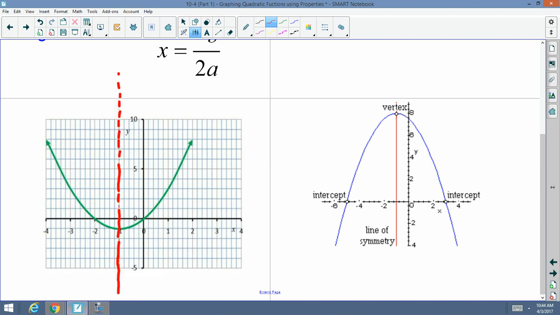This line of symmetry cuts the parabola in perfect halves. For example, this point right here is 1, 2, 3, 4, 5 to the right. Well, you're also going to have a point 1, 2, 3, 4, 5 to the left. This point over here is 7 to the right, and this point over here is 7 to the left. You can literally fold it on top of itself, and every point on the left side of the graph will hit every point on the right side. The axis of symmetry cuts that parabola into perfect halves.